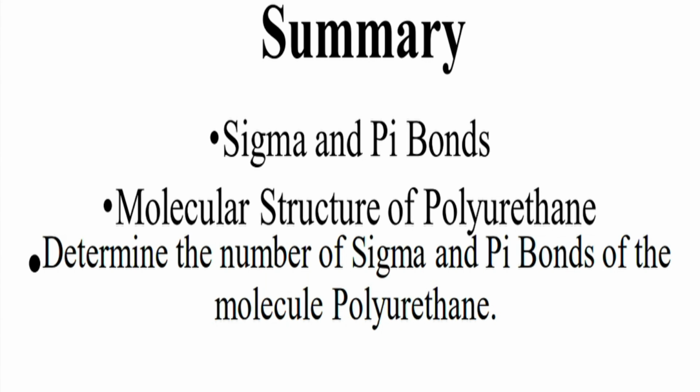So in summary, we talked about sigma and pi bonds. We also talked about the molecular structure of polyurethane. And finally, we determined the number of sigma and pi bonds of the molecule polyurethane.